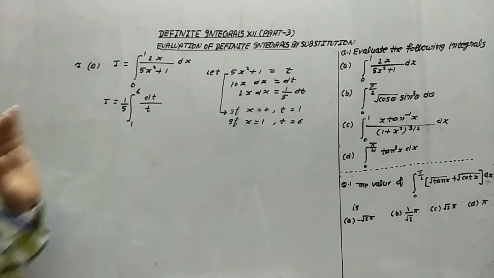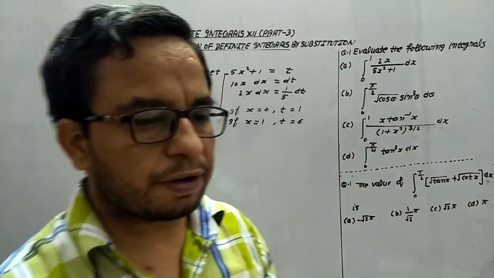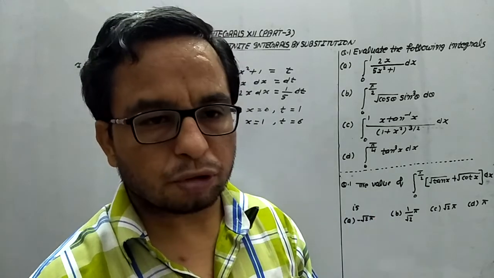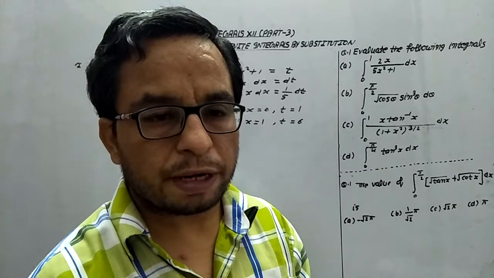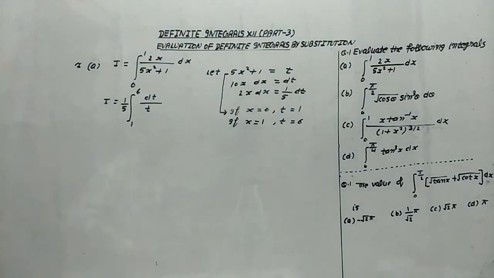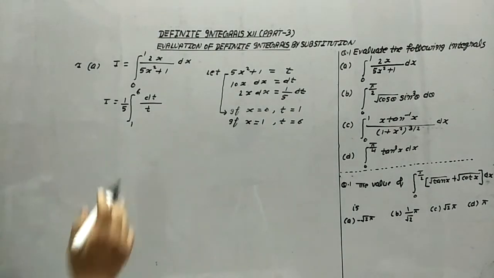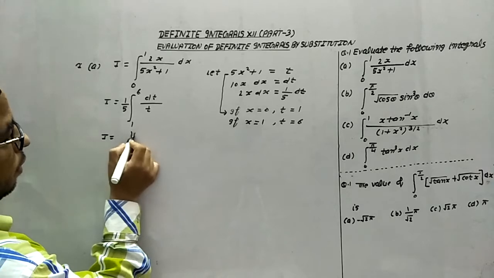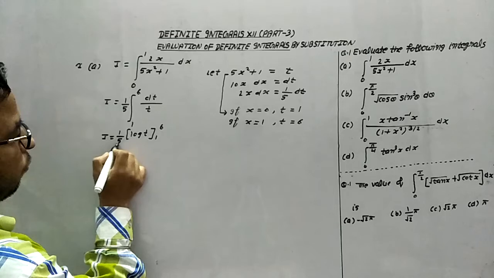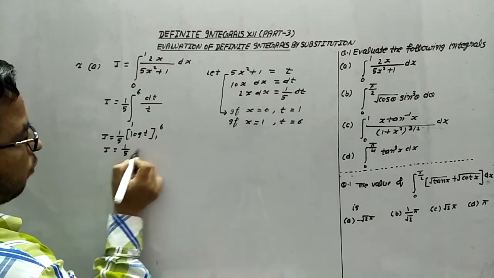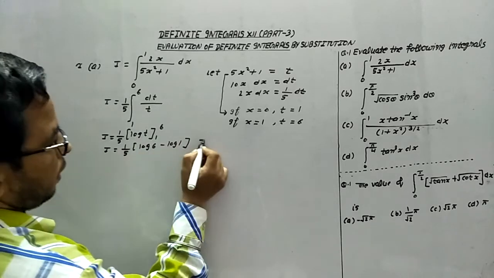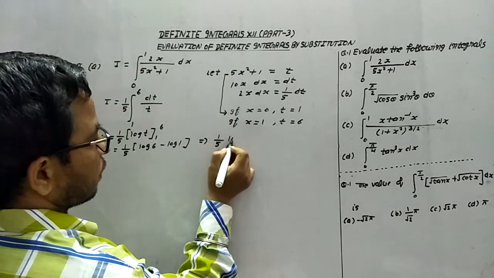This is the concept of the substitution method. In this definite integral, once we do the substitution, we have to change the upper and lower limits also, and after that we are not going to convert back into x. Here only we will use this part and do the integration. So what is the integration of dt upon t? It is log t, with limits 1 to 6, and this is 1 upon 5. It means I is equal to 1 upon 5 times log 6 minus log 1. Log 1 is already 0, so the answer is 1 upon 5 log 6.